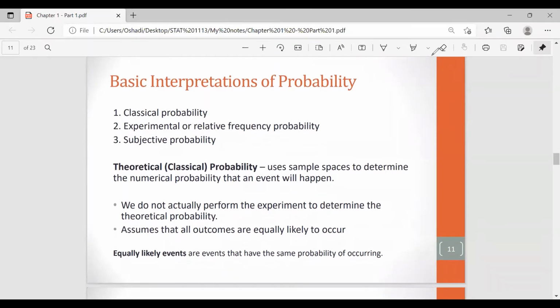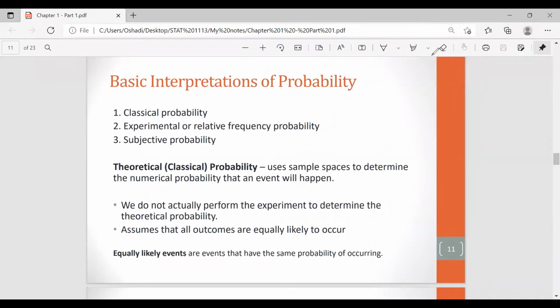Okay. So here you are going to learn basic interpretations of probability. Actually, when we are discussing probability, we are discussing 3 types of probabilities: classical probability, experimental or relative frequency probability, and subjective probability, right? So the first one is theoretical, or we say classical probability.